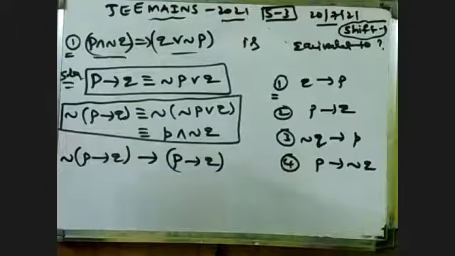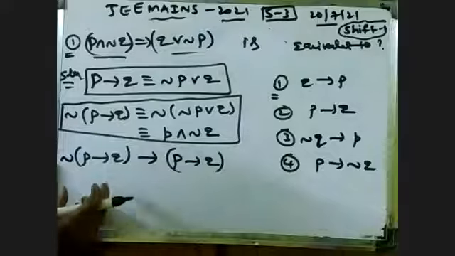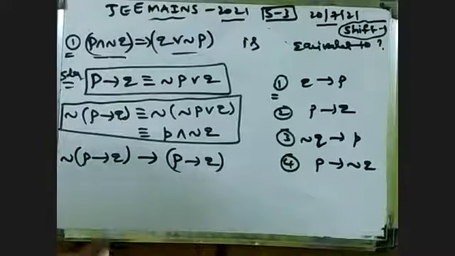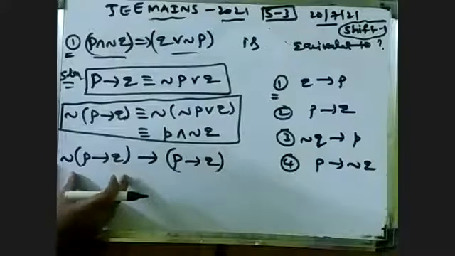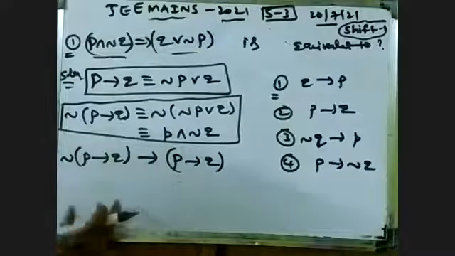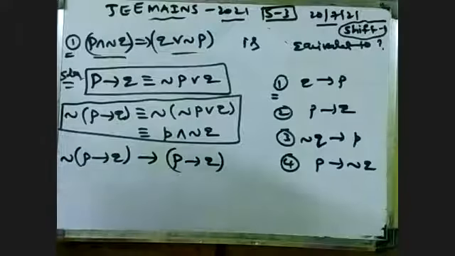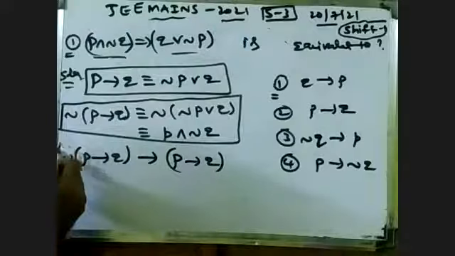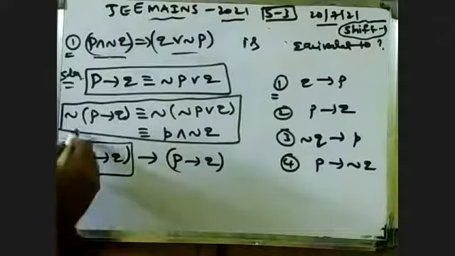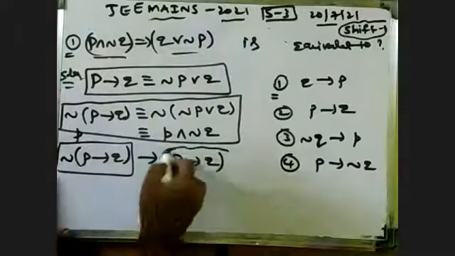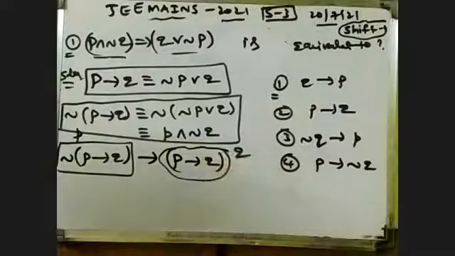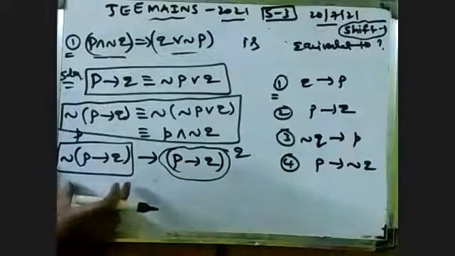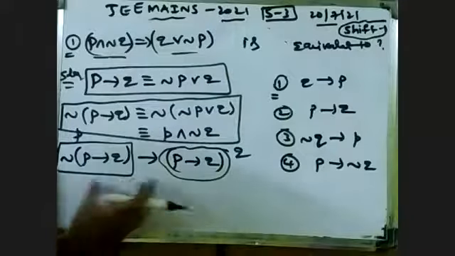Now again you apply this formula. What is negation of P implies Q? You consider this entire as P, let us suppose, and you consider this entire as Q, let us suppose. Now, just you apply this one. This is just like P implies Q.